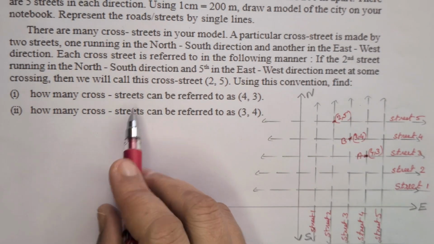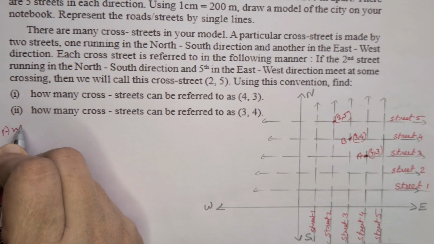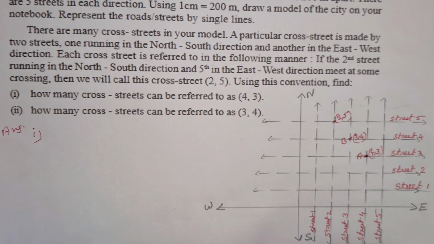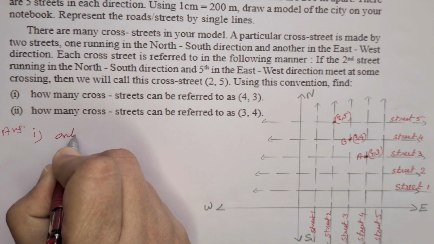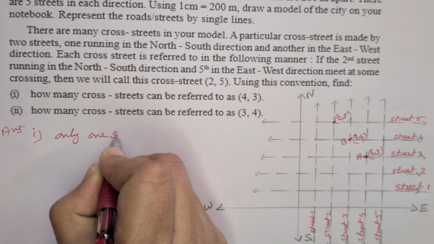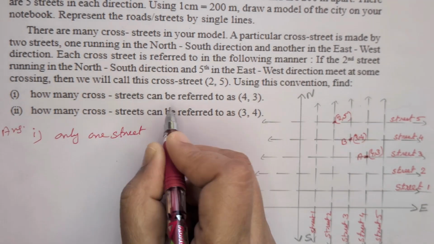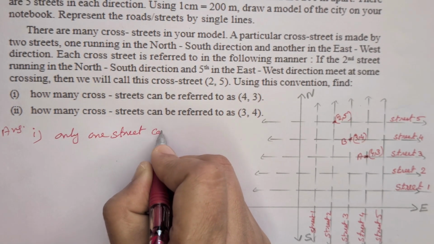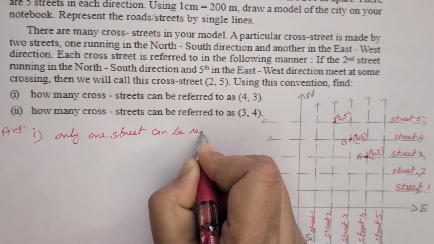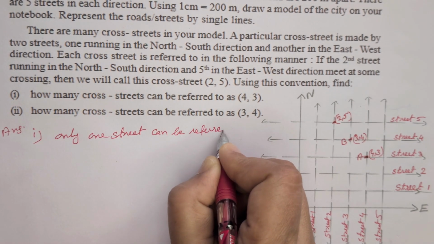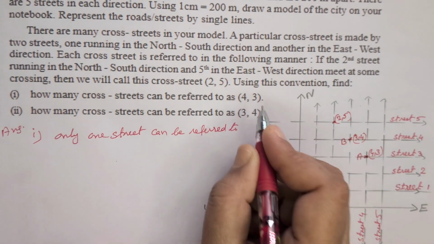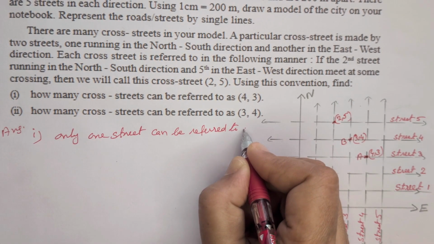So we can write the answer of the first one. According to the question, only one street can be referred to (4, 3), to that point (4, 3).